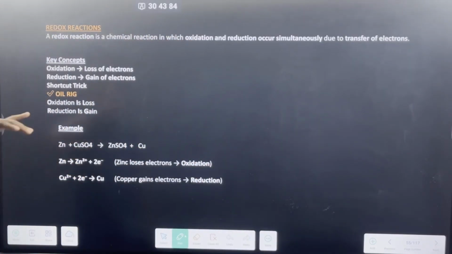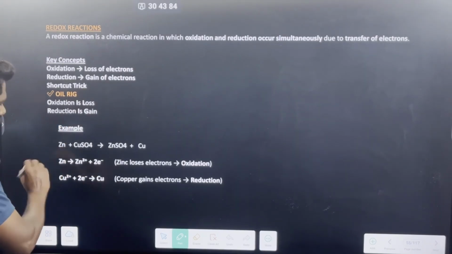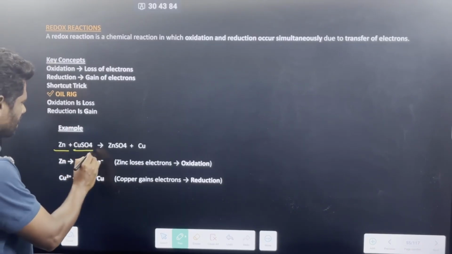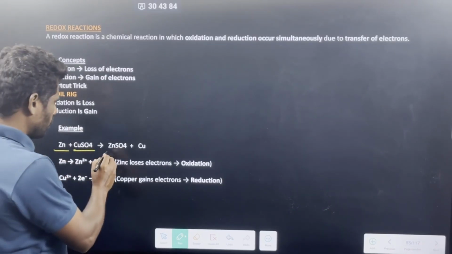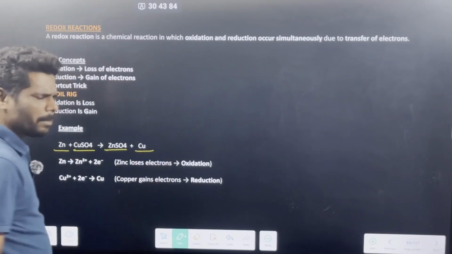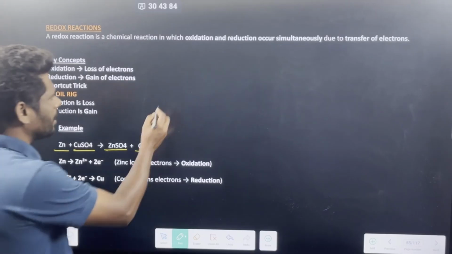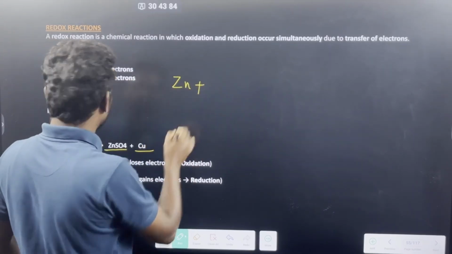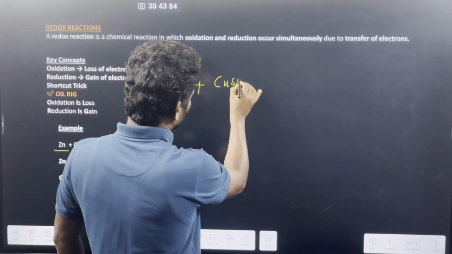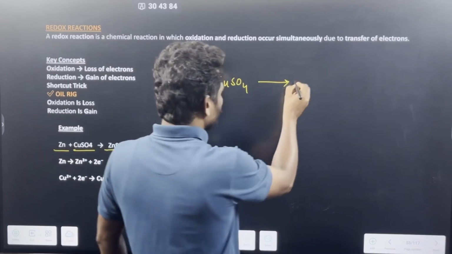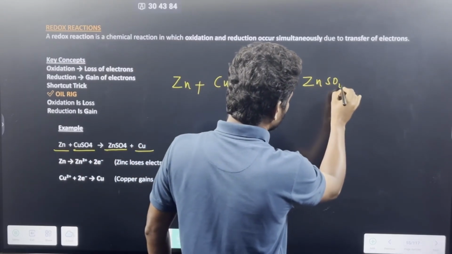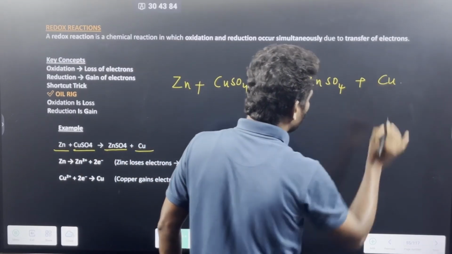We have an example here. With that example, let us try to understand. Okay, so zinc metal reacting with copper sulfate solution to give zinc sulfate and copper metal. Let us analyze this reaction first. I'll write it again. So zinc, the copper sulfate, the products are zinc sulfate and the copper metal.